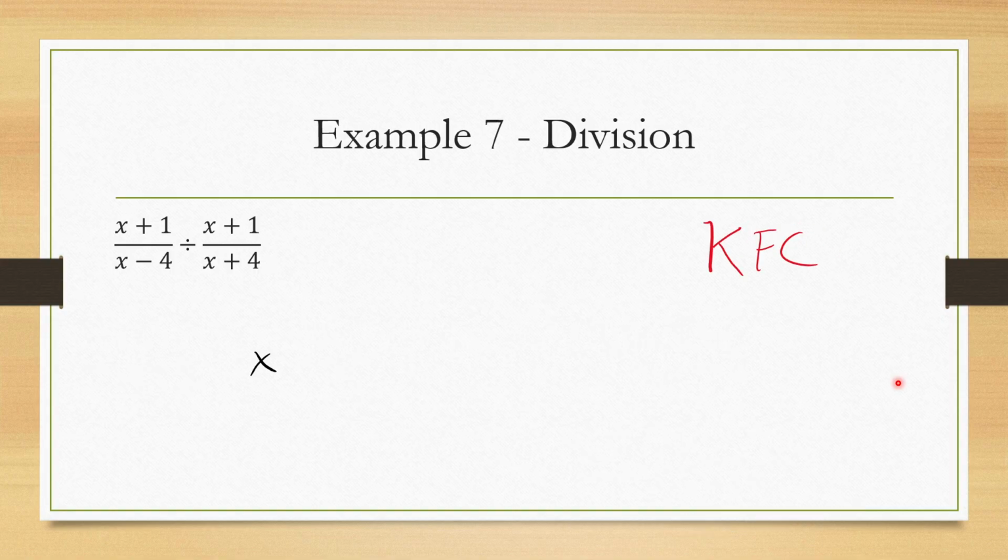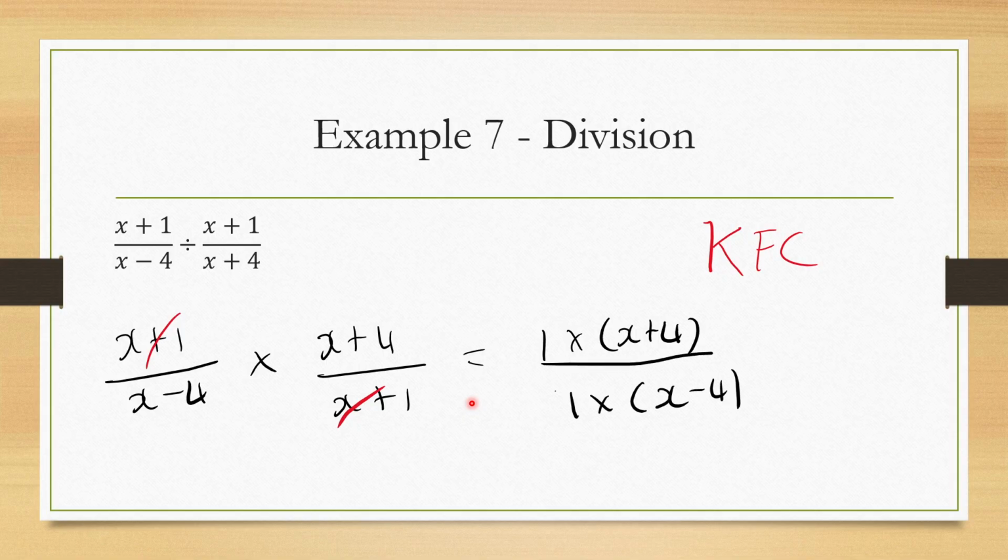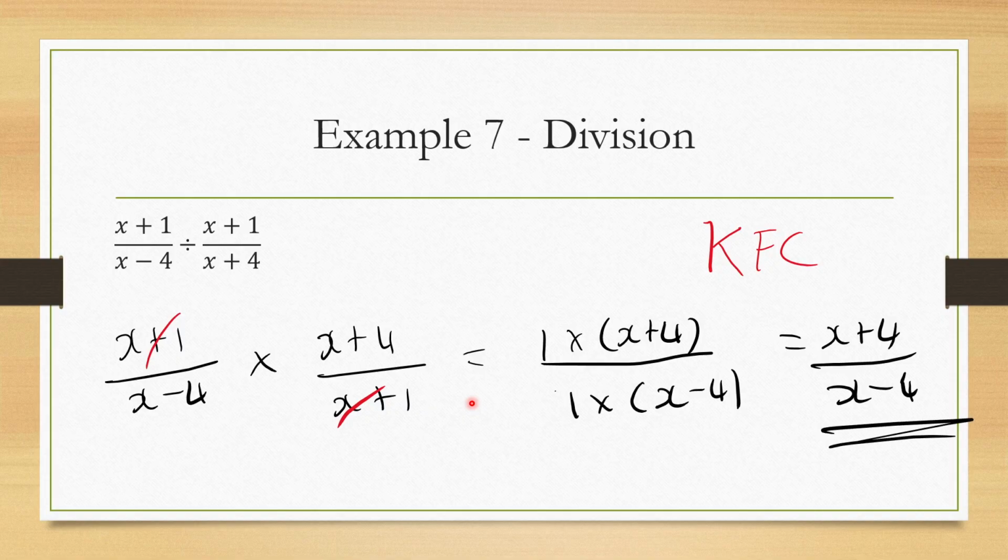And the same way, let's look at another example. x plus 1 over minus 4x, and it's going to be keep the first, flip the second, and change the sign. The sign is there. Since both the top and the bottom have x plus 1, we're going to cancel that down. Now we're just left with 1 multiplied by x plus 4 and 1 multiplied by x minus 4. When we simplify that, it's going to be x plus 4 and x minus 4. So this is what it is.